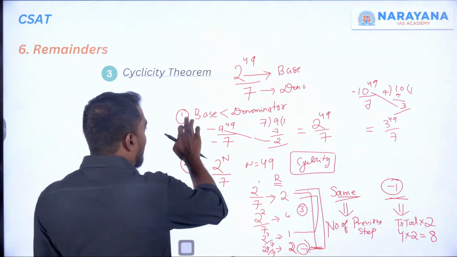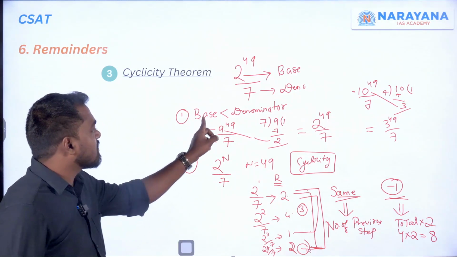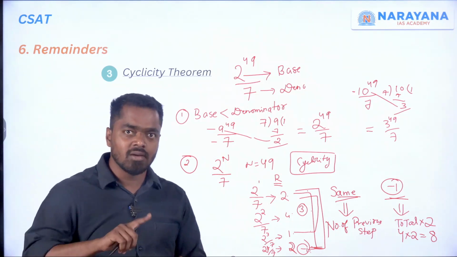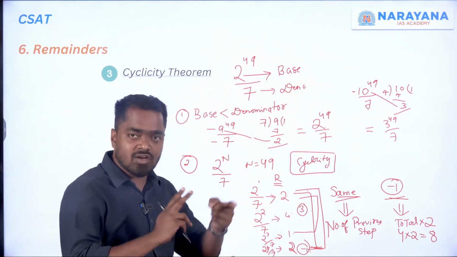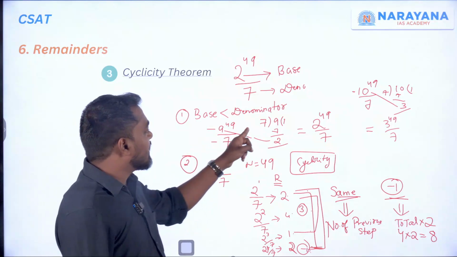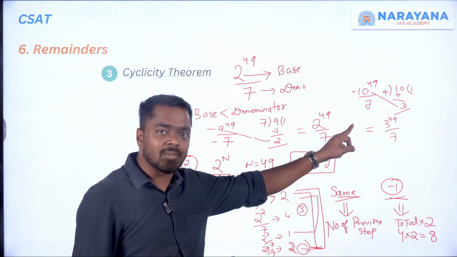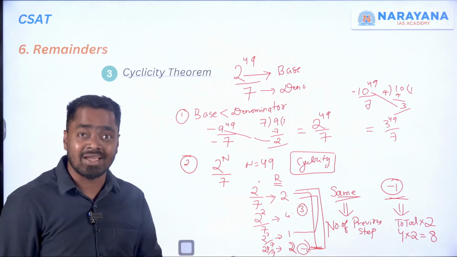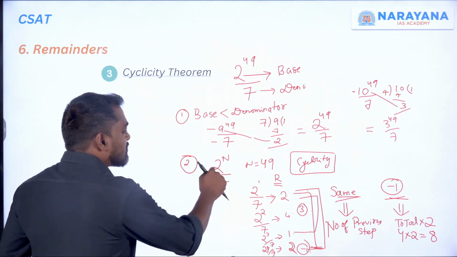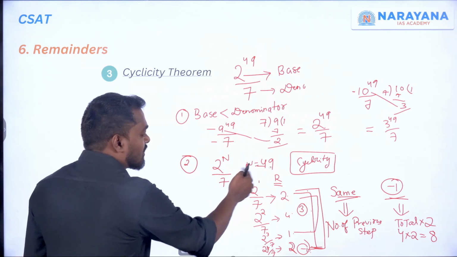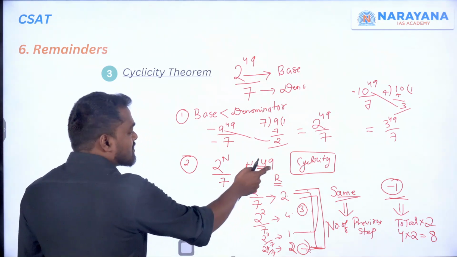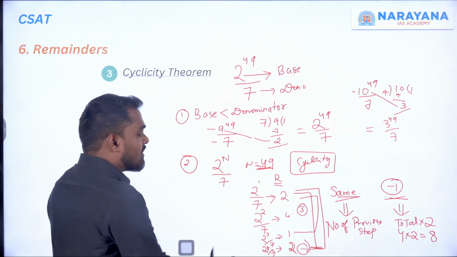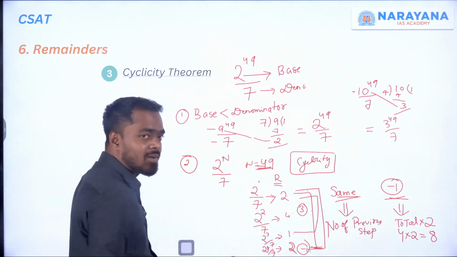Understood? So what is the first step? We have to check whether the base is less than the denominator or not. If it is okay, move to the next step. If it is not less than the denominator, take the remainder. You can substitute that remainder for that base. What is the next step? We have to find the cyclicity. For that, you can assume 2 to the power n by 7. n is 49. So you have to substitute values for n: 2 to the power 1, 2 squared, 2 cubed, and so on, divided by 7. You will get all the remainders.